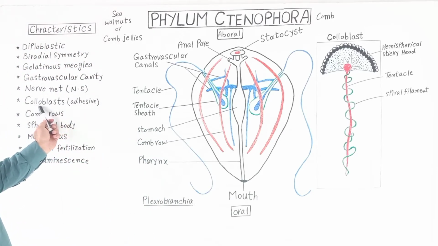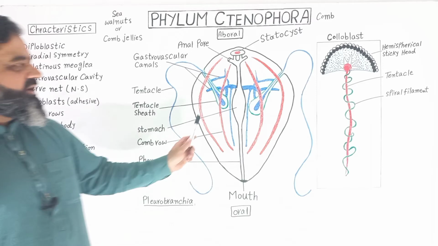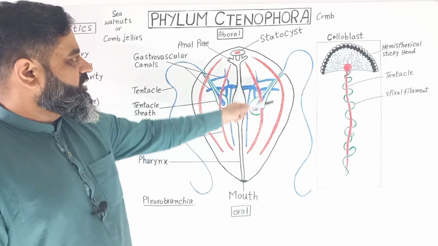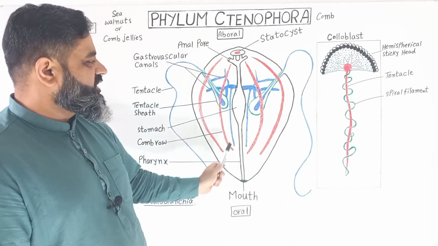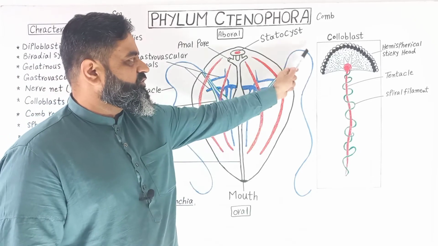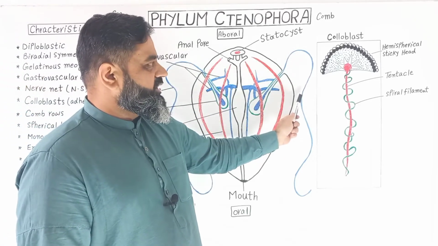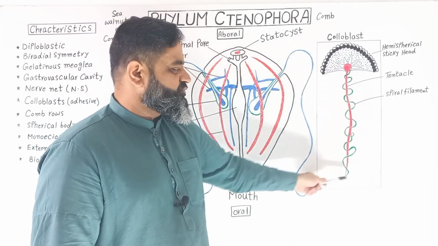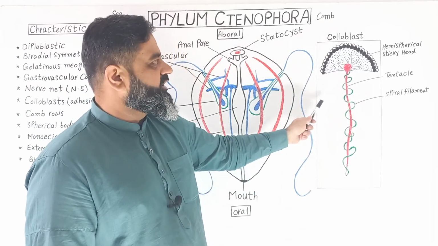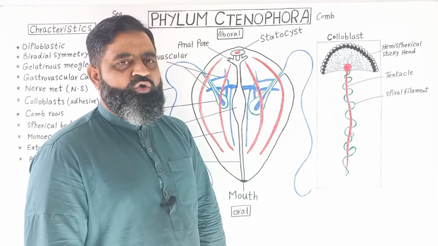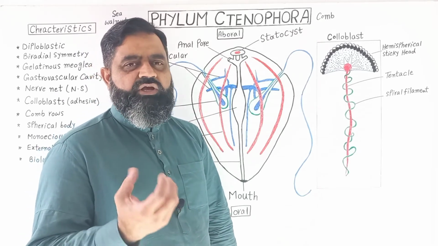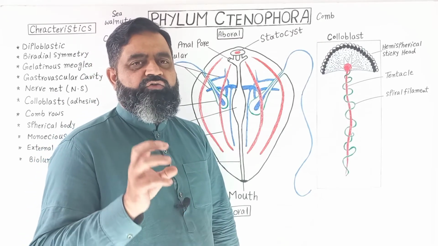They also contain colloblasts. If we look at this diagram, there are two tentacles emerging from the body, one on this side and the other on this side. These tentacles contain specialized cells just like this one, which I am going to discuss later in detail. These cells are known as colloblasts. These are adhesive cells which help in the capturing of prey.